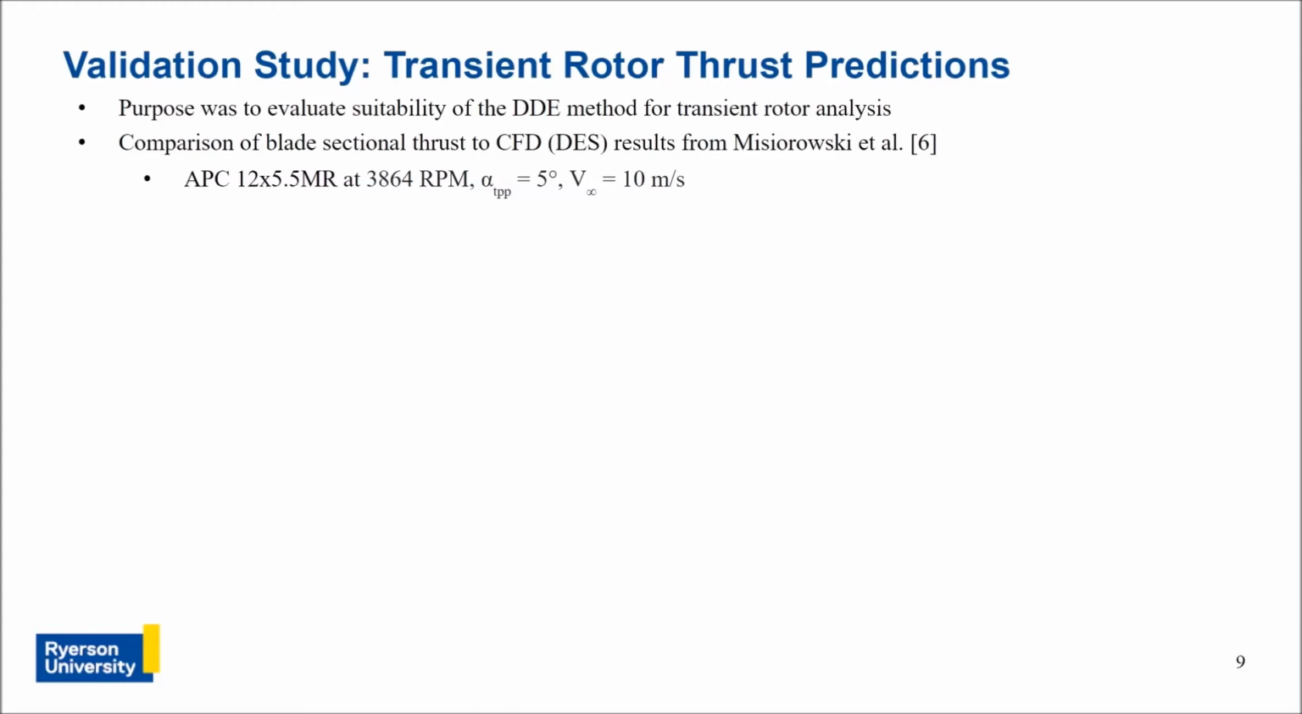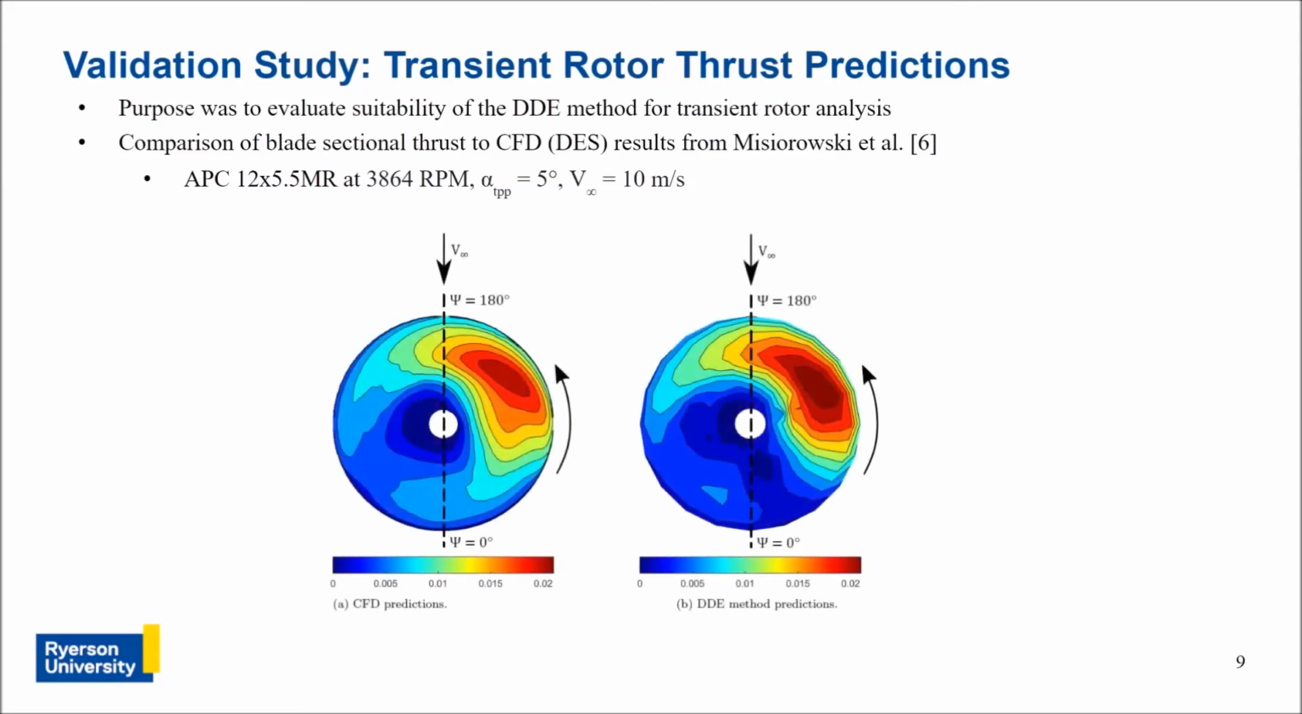The data that we're comparing to here is one of the only published data sets that contains transient rotor loads, so this is still an emerging field. Not a whole lot has been done in this area as of yet, so this is significant. And here we have the comparison of the blade sectional thrust coefficients with the CFD results on the left and the DDE results on the right. It's important to remember that the DDE method assumes the flow is inviscid, so we aren't exactly comparing apples to apples here.